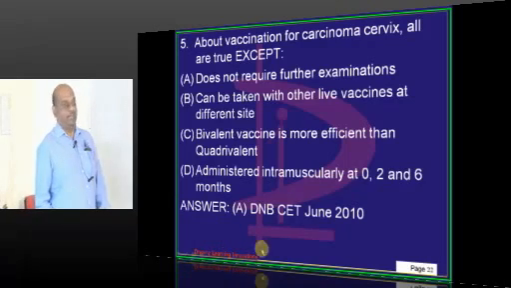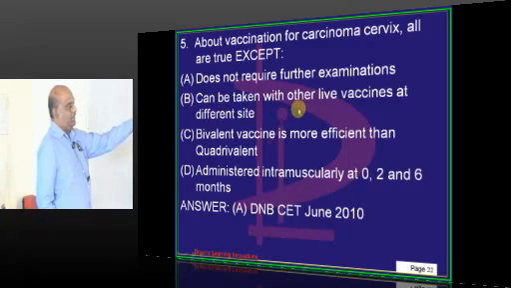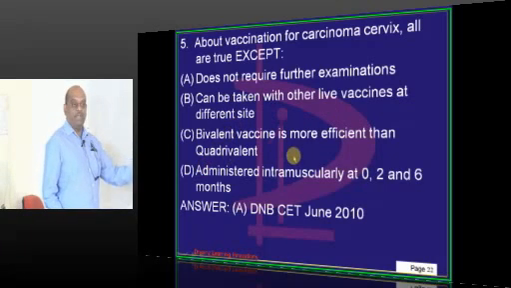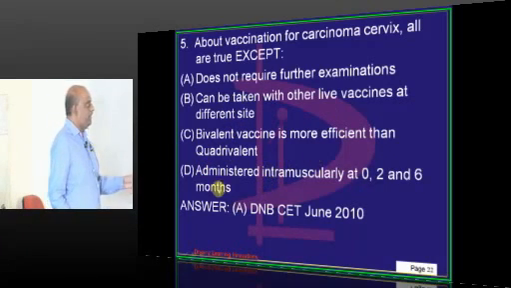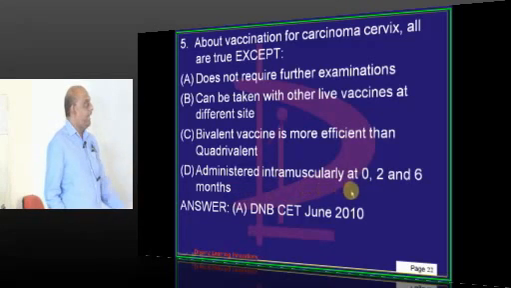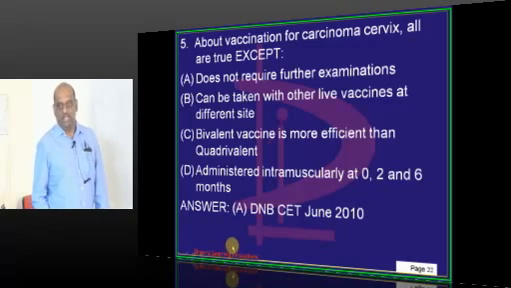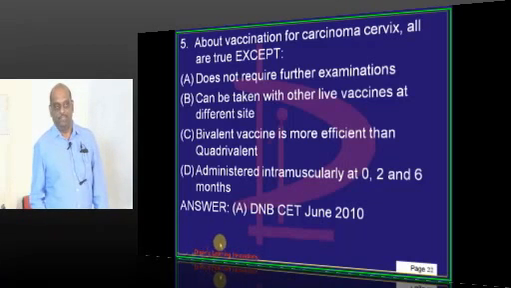That is a vaccination. It can be taken along with other live vaccines at different sites. There is a bivalent vaccine and a quadrivalent vaccine. Bivalent is more efficient and it is administered IM at 0, 2 and 6 months, and it requires further examinations after the administration of the vaccine.